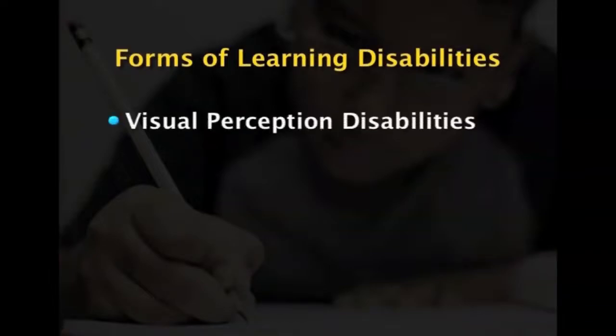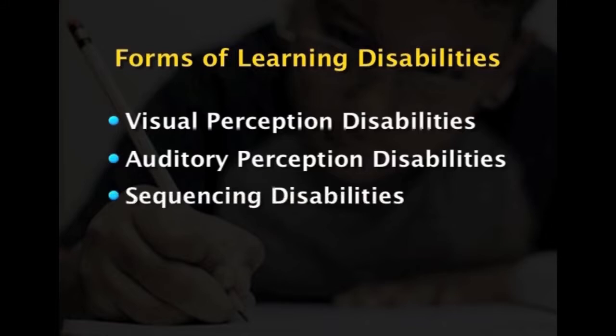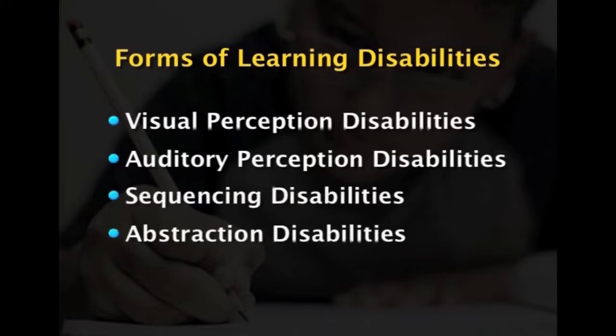The next classification is the forms of learning disabilities, which includes visual perception disabilities, auditory perception disabilities, sequencing disabilities and abstraction disabilities. Visual perception disabilities. Children with this difficulty have a problem like reversing letters, S for E, E for 3. They reverse words, like was for saw.